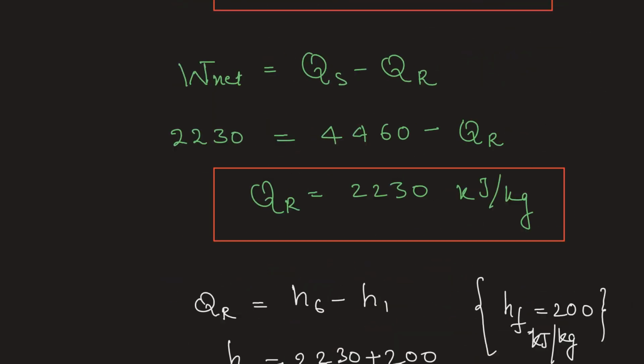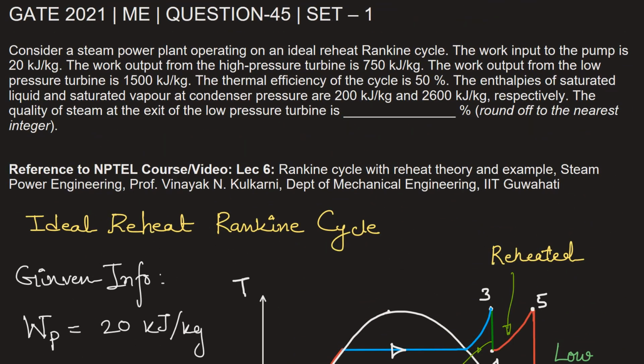Now let's go back to the problem and fill in the blank. The quality of steam at the exit of the low pressure turbine is 93%, because we need to round it off to the nearest integer. So the nearest integer is 93.